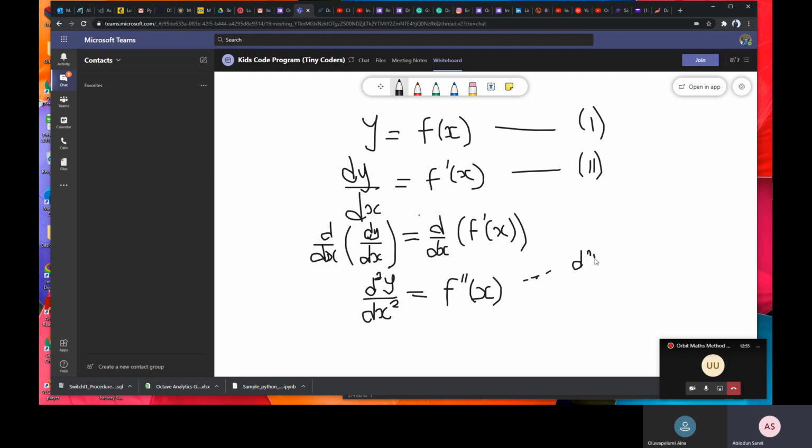over dx^n, where n is a positive integer. This is d^n y over dx^n equals, I'm going to write f^(n) of x. Guys, I disturbed my class. So this is one challenge: can we generalize the derivative of a particular function to the nth term? So that's the challenge.